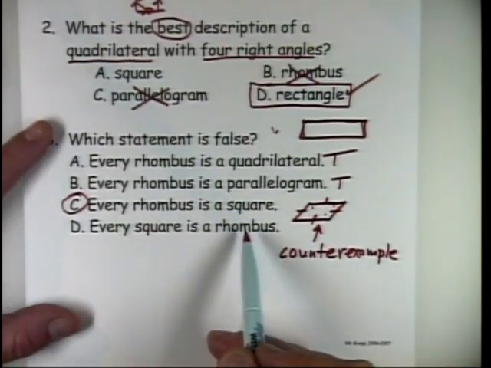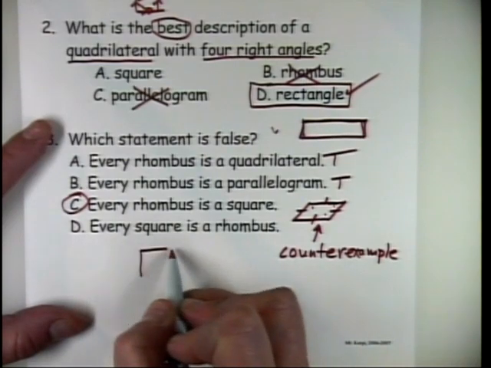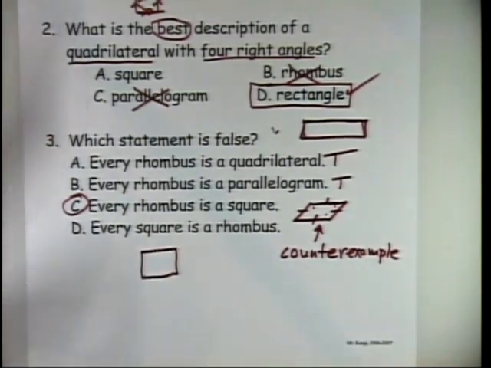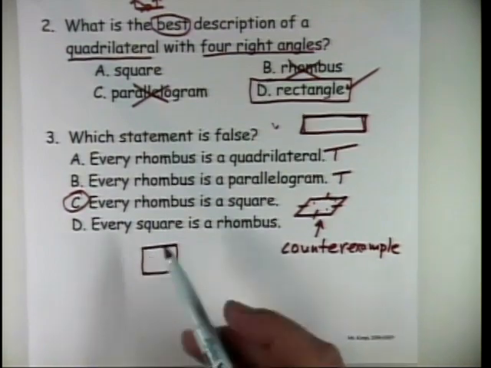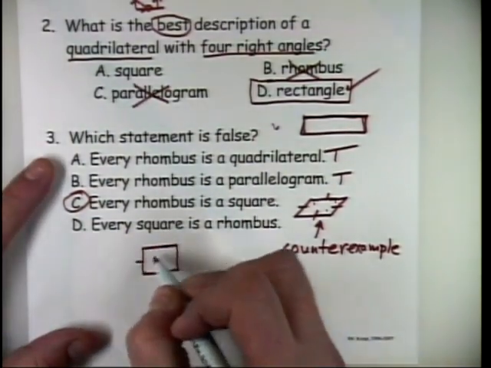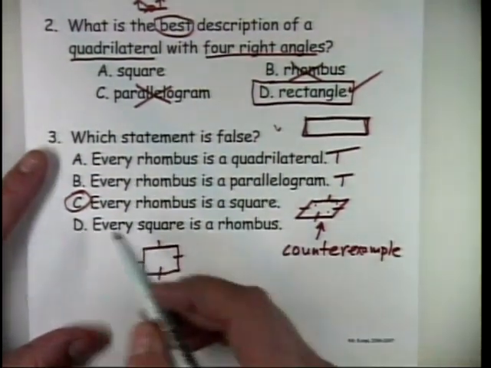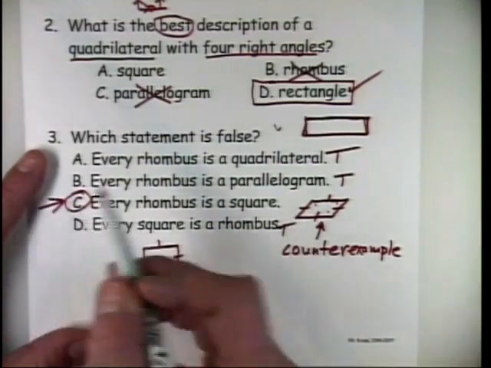Every square is a rhombus? Absolutely. If you draw a square, we know it's a rhombus because a rhombus definition is basically a quadrilateral, 4 sides with 4 congruent sides. So a square is a rhombus. That's true as well. So the answer is choice C.